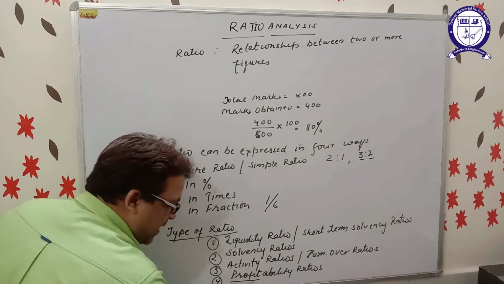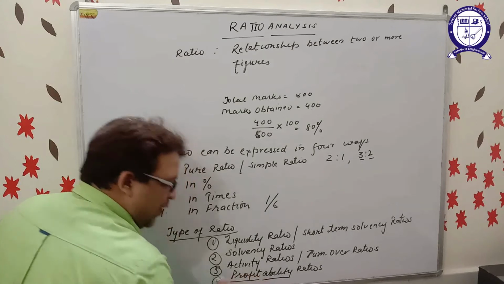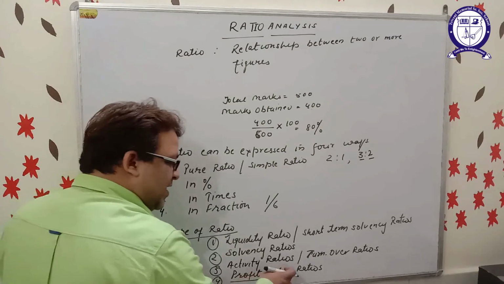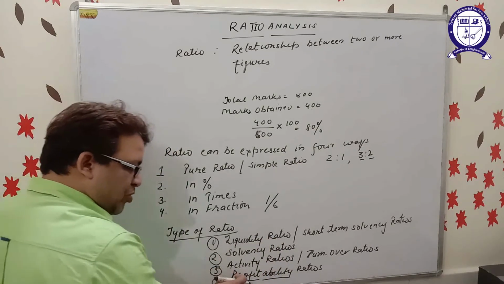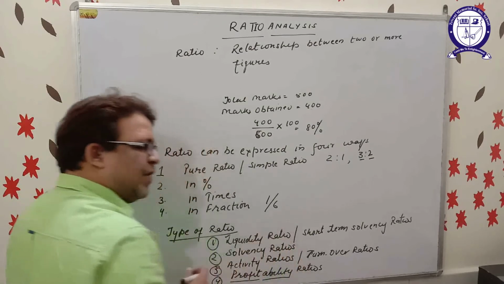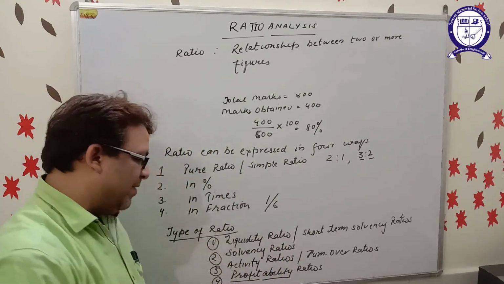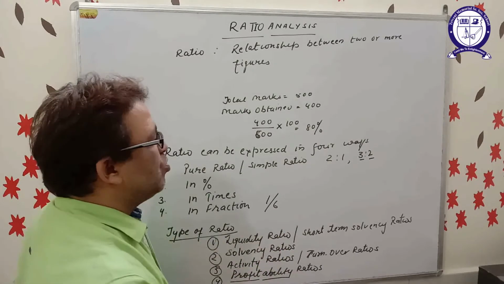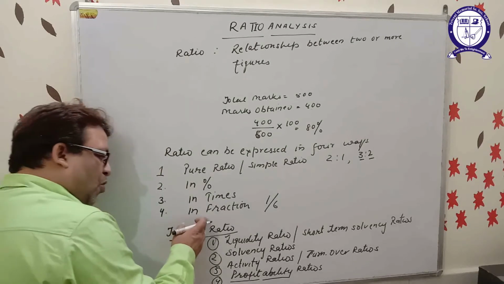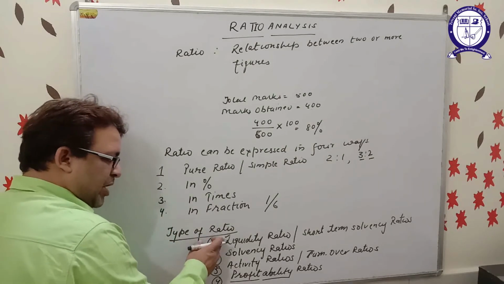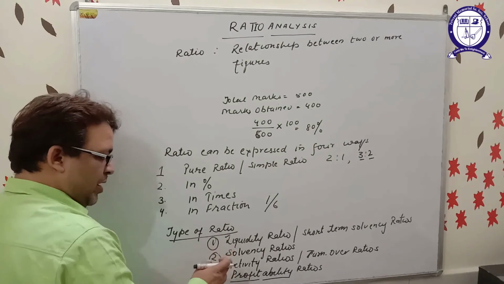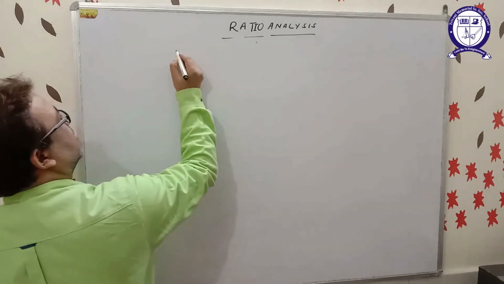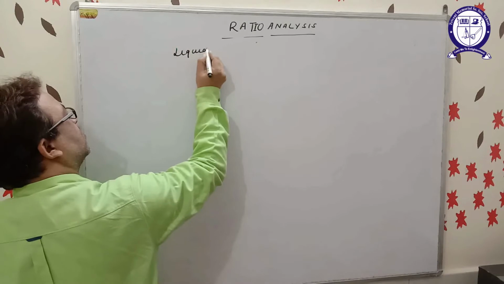Profitability: profit plus ability, a combination of two words. These ratios are used to check the overall efficiency and the profitability of the company. When we compare our company to other companies, these ratios are very useful. So, four types of ratios are there: liquidity ratios, solvency ratios, activity ratios, and profitability ratios. We will discuss liquidity ratios.